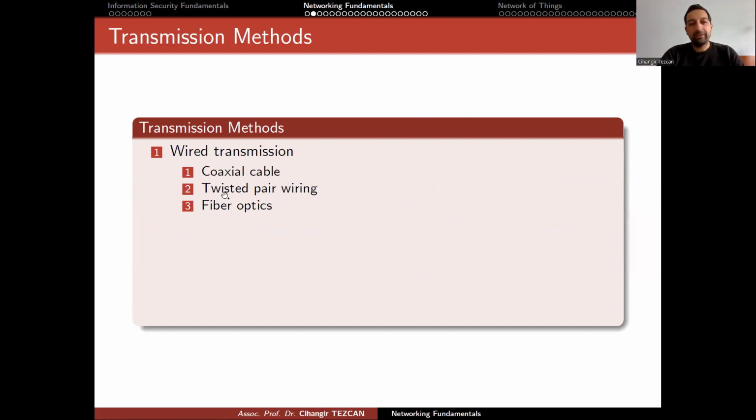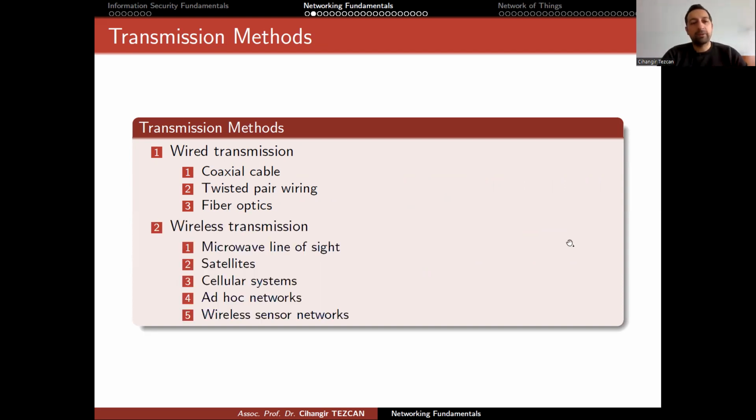We will start with wired. We will talk about coaxial cable, twisted pair wiring, and fiber optics. Then we will talk about wireless communication: microwave line of sight, satellites, cellular systems. I will also talk about ad hoc networks and wireless sensor networks, because last week, remember, I told you that ad hoc networks might be a good solution in time of disasters, like natural disasters, like earthquakes and so on.